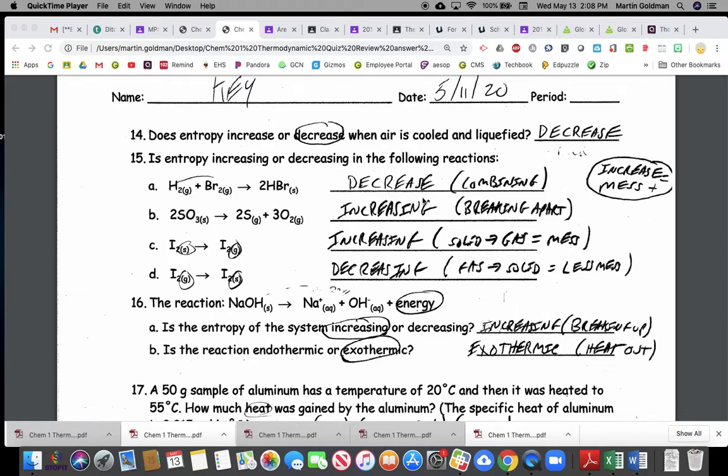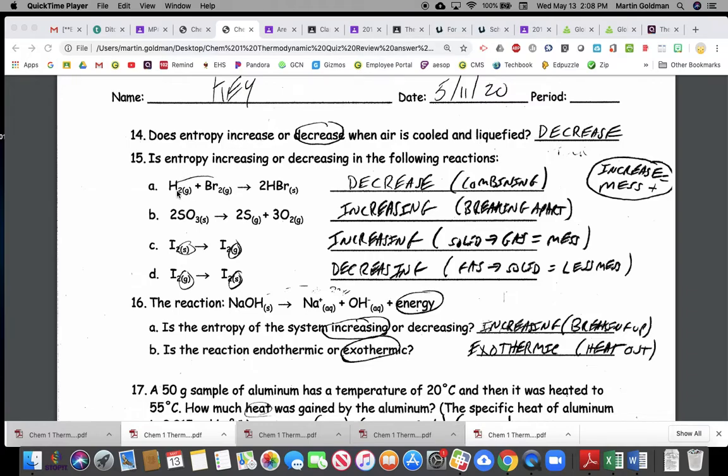Why? Because air is a gas, and then it's liquefied, turns to a liquid. So the organization, the mess, and here it is, increase equals mess. This is decreasing, going from a gas to a liquid. So it decreases the mess because it's all coming together in one place. So that is a decrease in entropy.